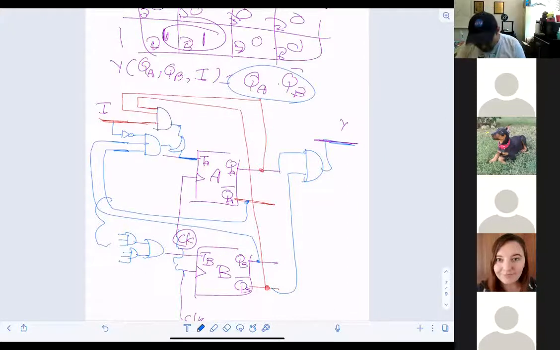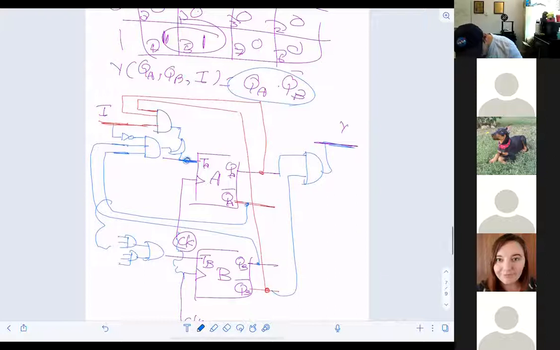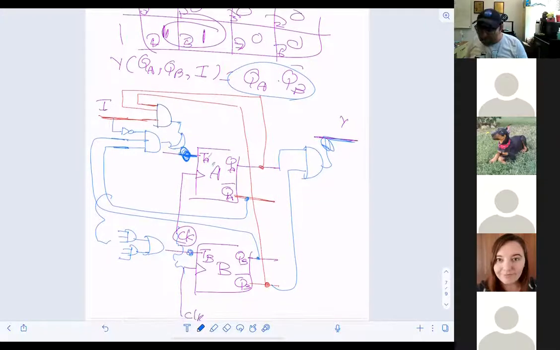You know why? First of all, you need to get the equation of the TA. You need to get the equation of the TB. You need to get the equation of the Y. Then you will start filling the state table based on this information. And based on how many flip-flops you have, that determines how many states you're gonna have.